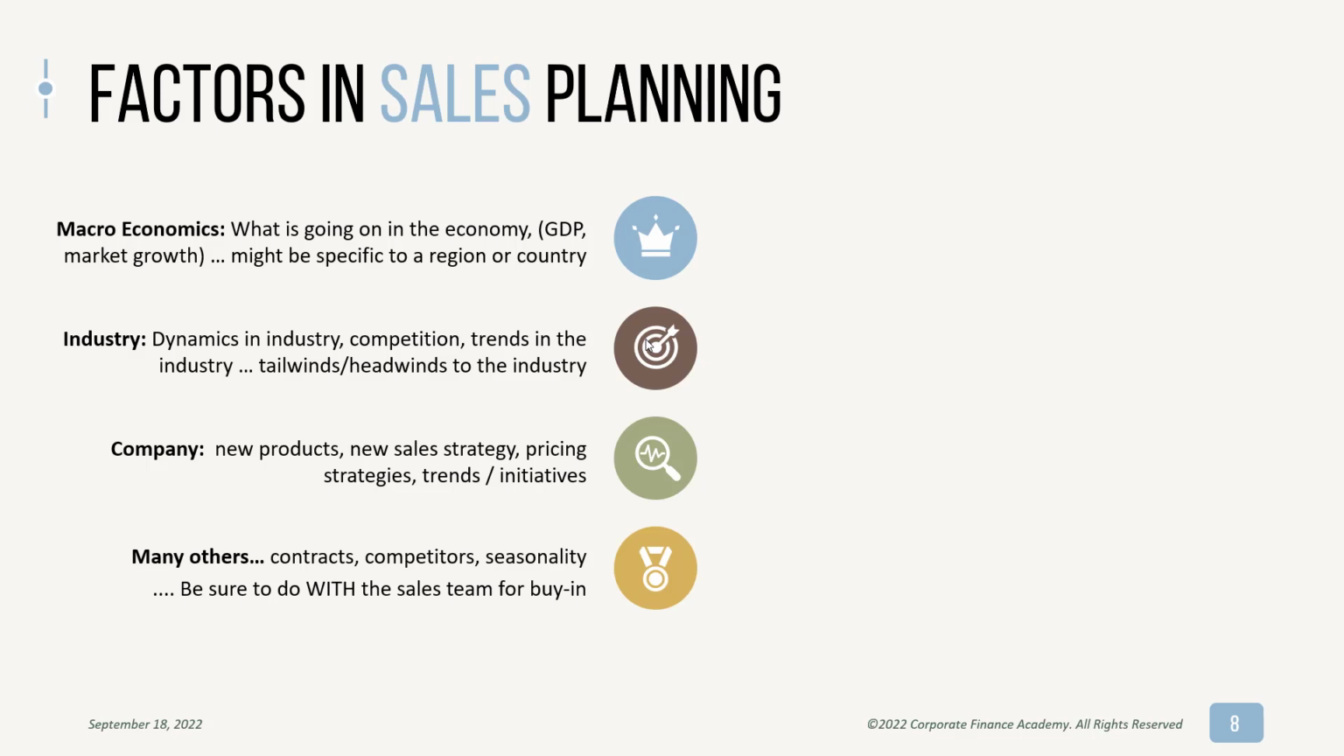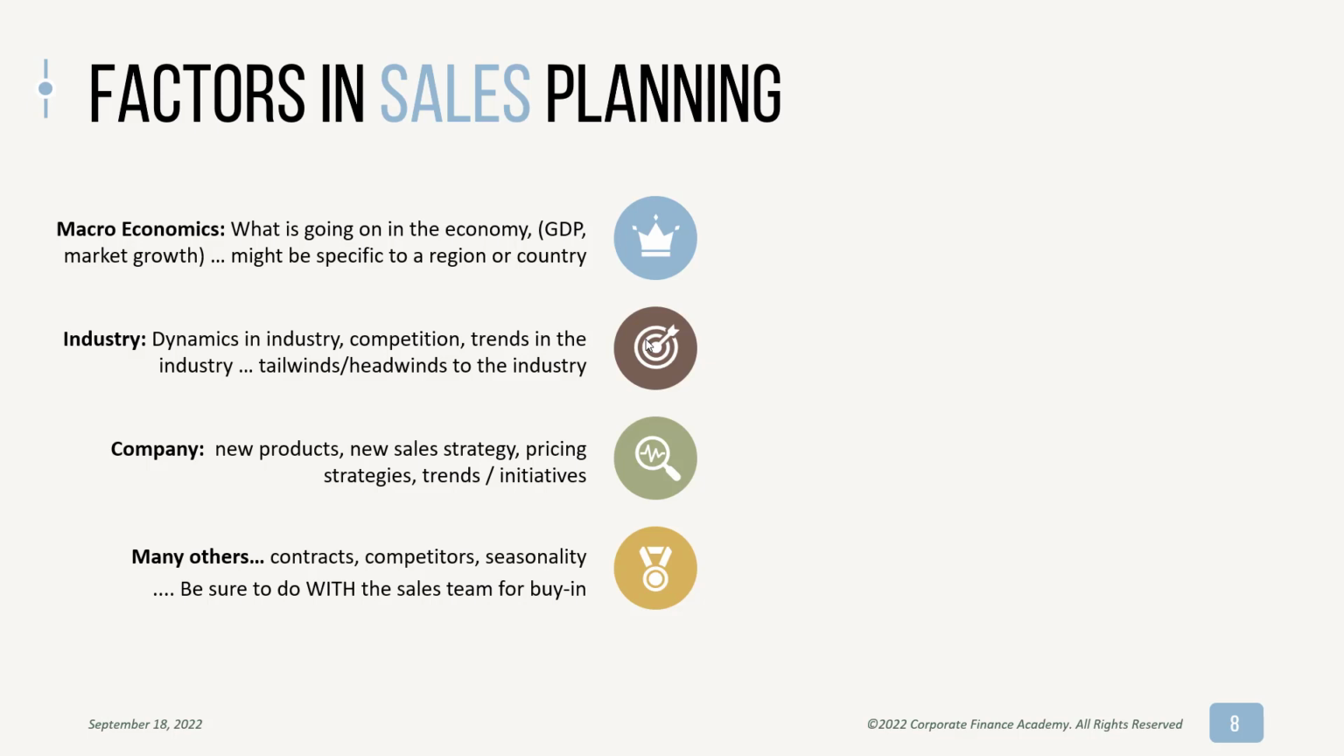And then there's a ton of others, right? Do you have contracts that are expiring or new contracts that are going to guarantee volumes for you? What are your competitors doing? Is there seasonality in your business? And even things like the last few years, what does COVID do to your business? Is there something going on that is an external factor that you're not considering? So you just have to think through all these different dynamics as you work through your sales plan to have a more intelligent sales plan.